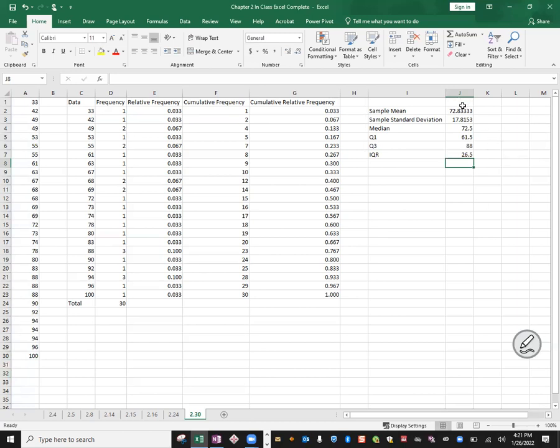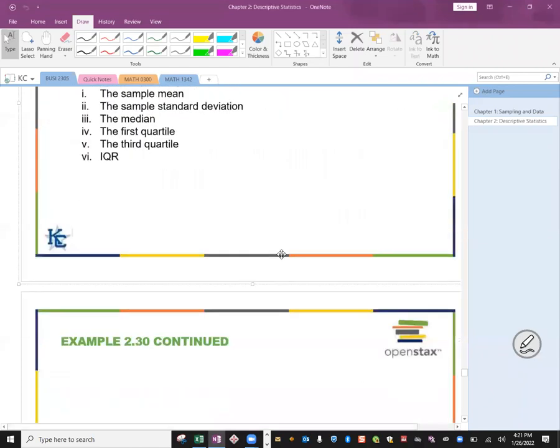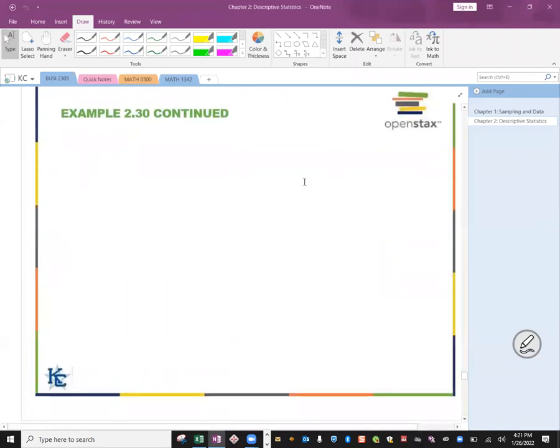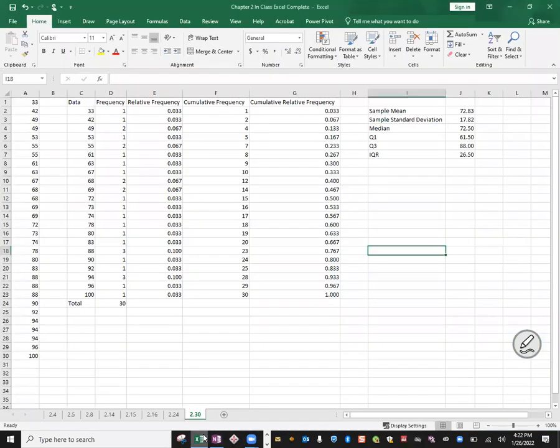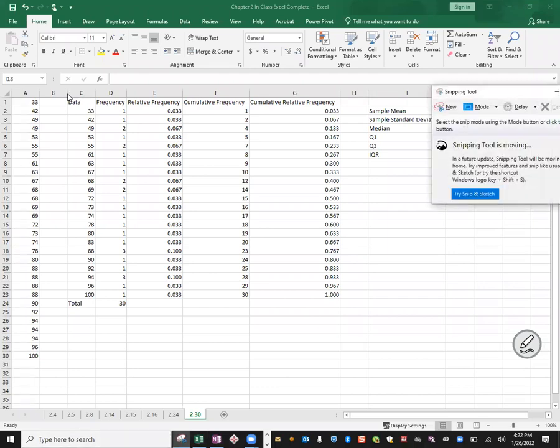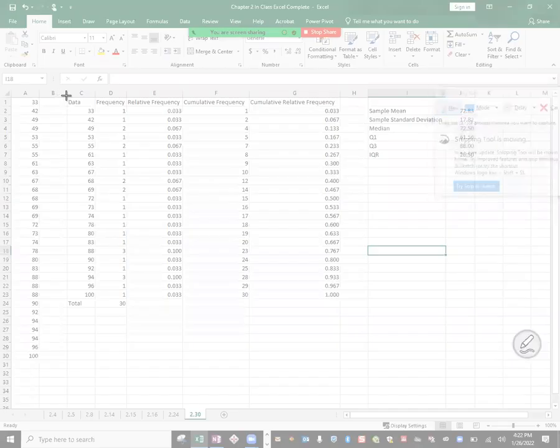We want 2 decimal places for these values, so we're going to highlight these values and decrease to 2 decimal places. And so now we have completed that example in Excel. All right, so let's continue on. Here, we could do it by hand, but I decided to do it by Excel. So let's just put a snip and put the answer on that slide.